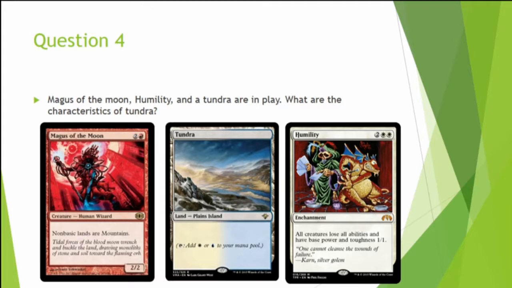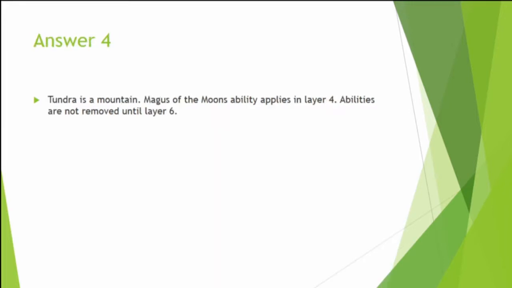Yes. Okay, our consensus was that the Magus of the Moon would turn the Tundra into a Mountain, and it would say land Mountain. Is it a basic land? No, it's still a non-basic land. Yes. Okay, so Tundra's a Mountain. Magus of the Moon's ability applies in layer 4. Abilities are not removed until layer 6. Good job. You guys are killing it.